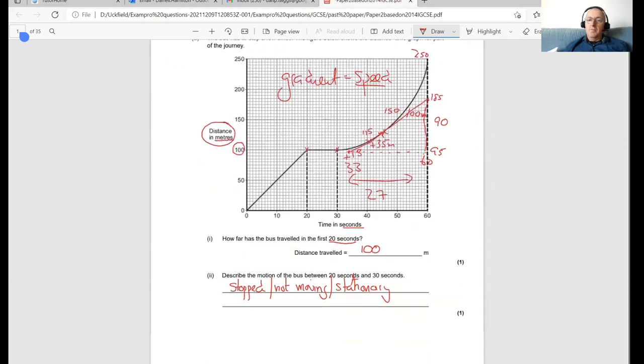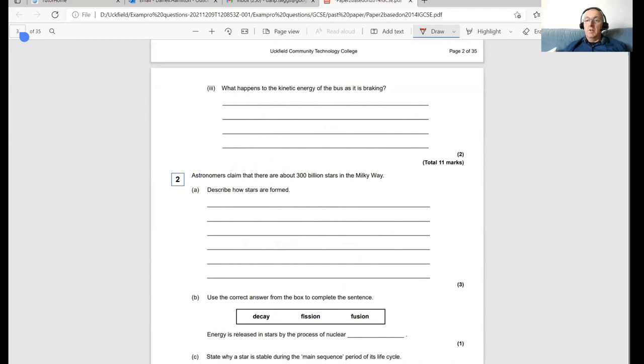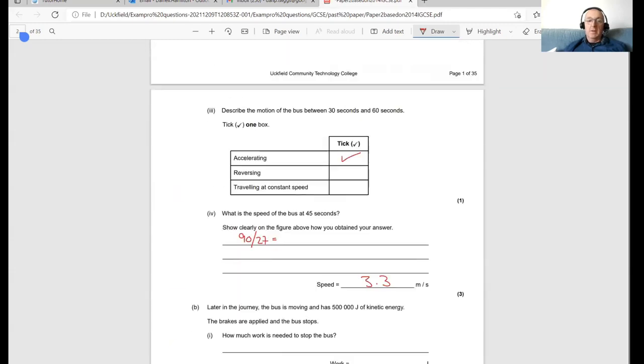So we've got 90 vertically, 27 horizontally. So what we're doing here then is 90 divided by 27. Get ourselves a calculator. 90 divided by 27 gives us 3.3. Now, the answer is a bit rough because I haven't used a ruler, because it's just not very easy for me to do with my tablet.